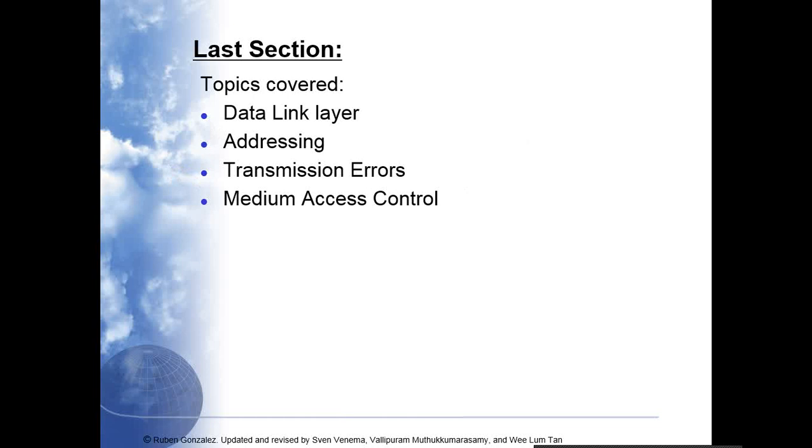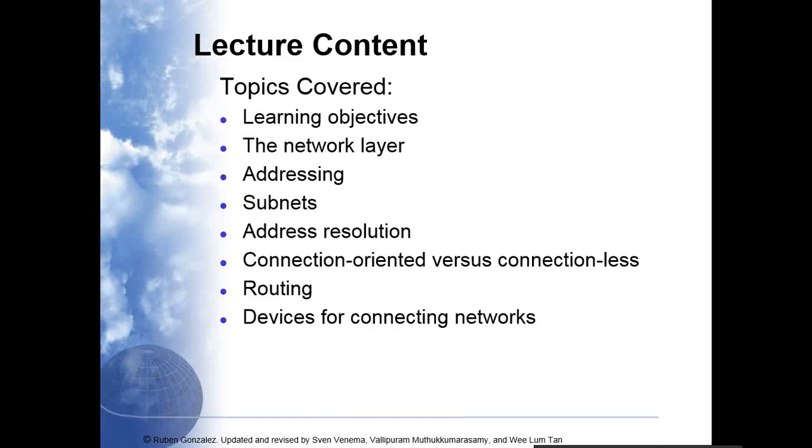So last time we looked at the data link layer, we looked at addressing, transmission errors, and medium access control, so basically who gets to talk and when. This time we're going to be looking at the network layer. We're looking at addressing, but at the network layer, not at the lower layer. Subnets, address resolution, the idea about connection-oriented versus connectionless connections, routing, and devices for connecting networks. So there's a lot of stuff we're going to go through.